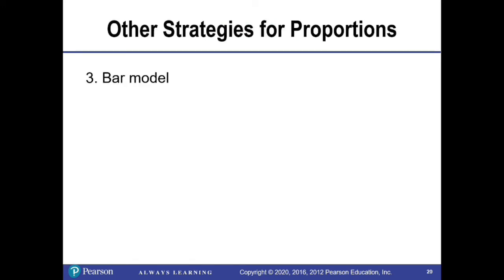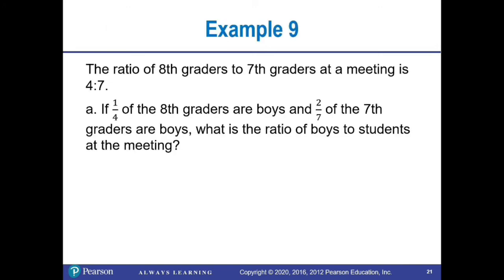A third model that we have is the bar model. Let's suppose that the ratio of 8th graders to 7th graders at a meeting is 4 to 7. 1/4 of the 8th graders are boys, and 2/7 of the 7th graders are boys. What is the ratio of boys to students at the meeting?